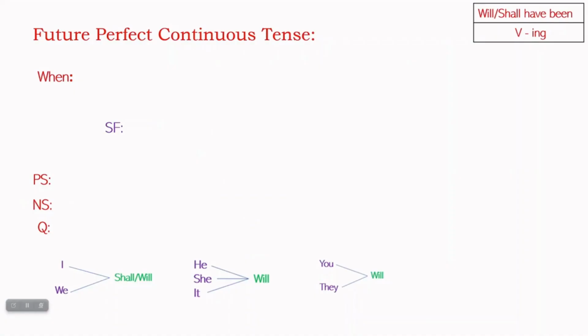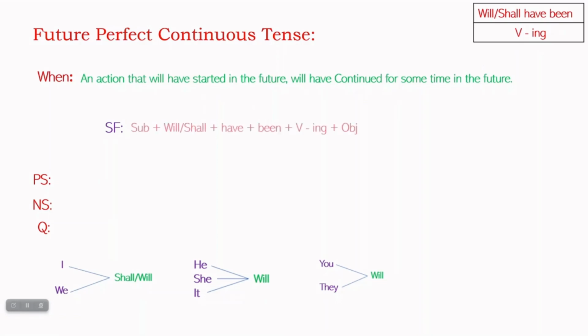Future perfect continuous tense. Rarely we use this tense. We use future perfect continuous tense while talking about an action that will have started in the future and will have continued for some time in the future. So, the starting of the action is in the future, and the ending of the action is also in the future. Sentence formation: subject plus will or shall plus have plus been plus verb in V-ing form plus object. Sentence: John will have been going to London next month.